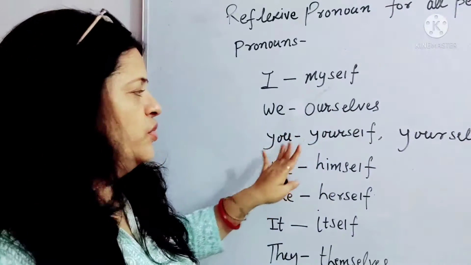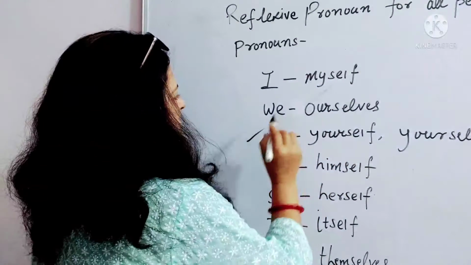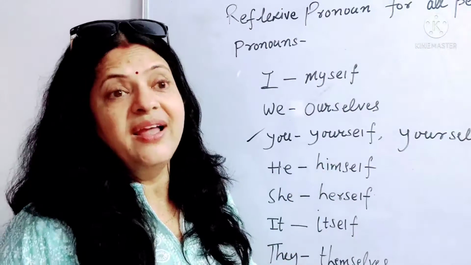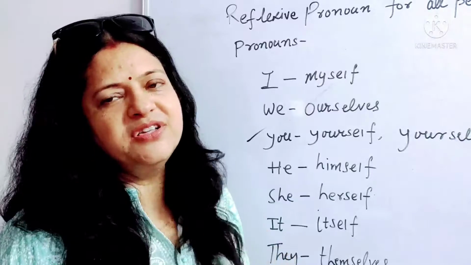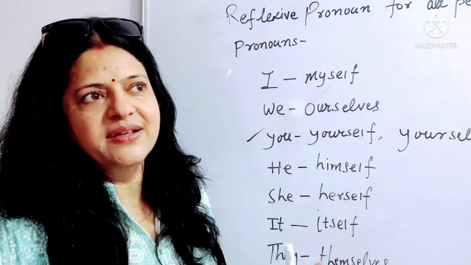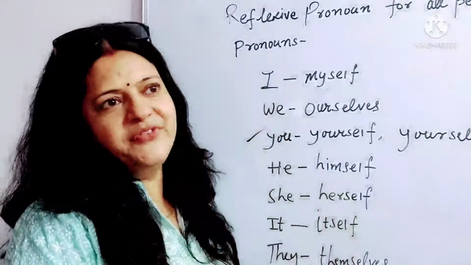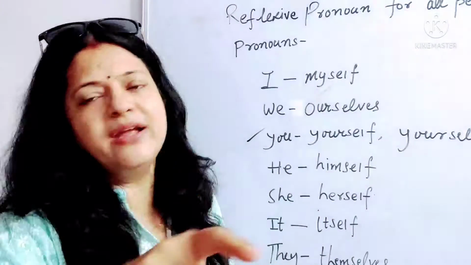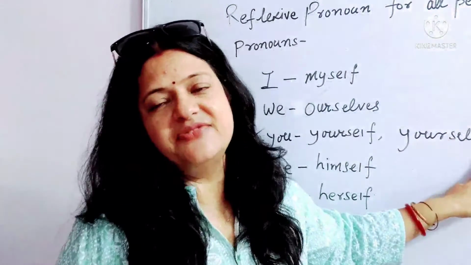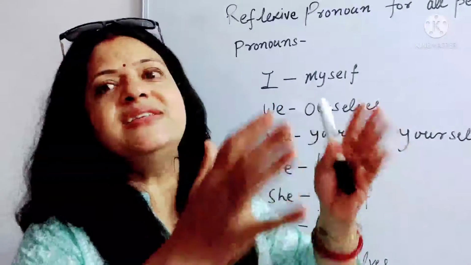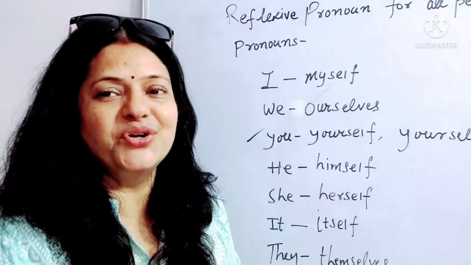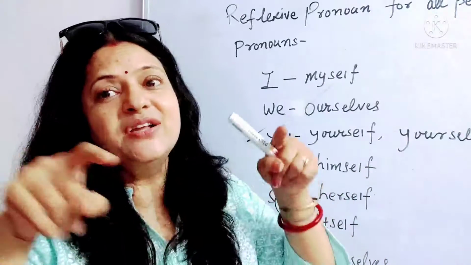Now you, yourself. Let's see this. Yourself means when only one person is there, I am talking to someone. Like if I say you have done this work yourself, I am indicating towards one person. And in the same way, yourselves, with selves, is used when we are indicating towards a group. It means lots of people are there and I am indicating towards a class.